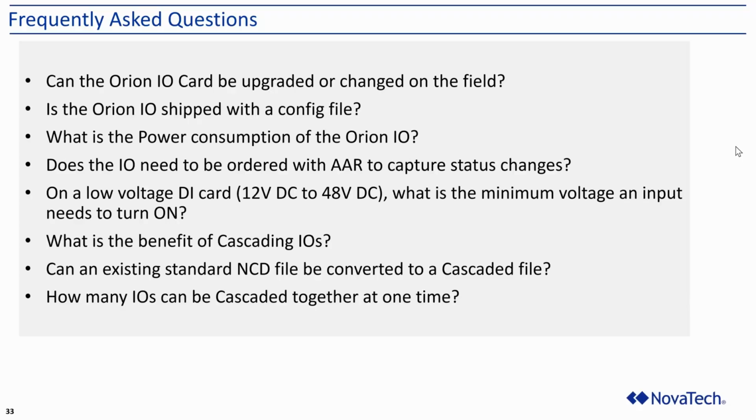Is the Orion I/O shipped with a config file? That's another one of the common questions we get. Yes, the I/O is shipped with a standard config file. But if you do want the Orion I/O to poll another device, you'll have to upload that config file and modify it. Or if you want the I/O to communicate to your RTU with a different protocol than DMP, you'll need to modify it.